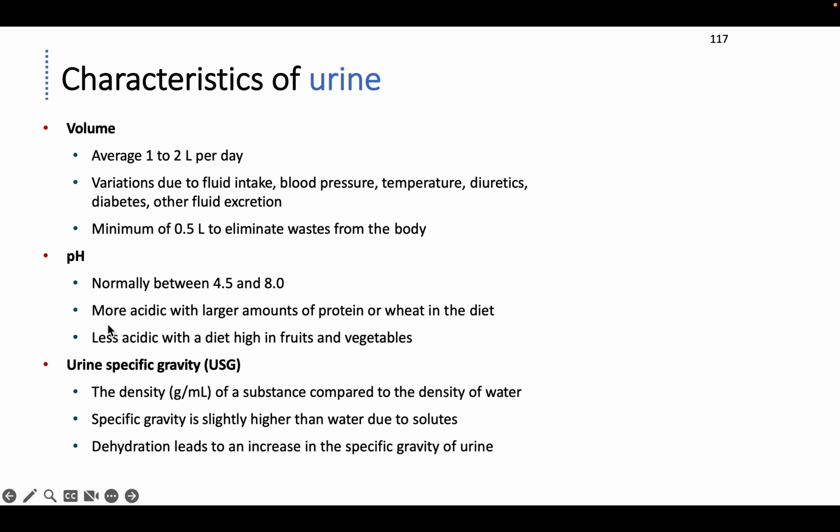And so if we have large amounts of protein in our diet and lots of wheat in our diet, we'll tend to have more acidic urine. It'll be less acidic with a diet that is more plant-based, more fruits and vegetables. This tends to increase the pH, which is decreasing the acidity. Another factor influencing pH of the urine is the pH of the blood, right? And so if we are in a state of acidosis or a state of alkalosis in the blood, this is then going to influence the urine in terms of its pH.